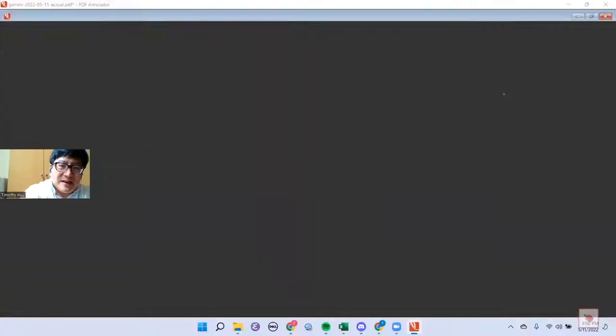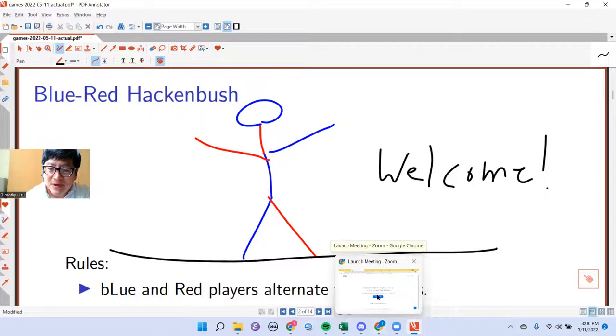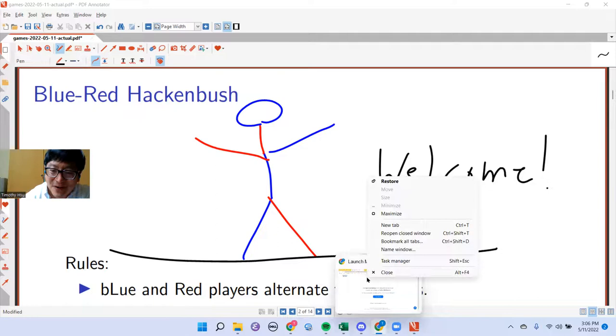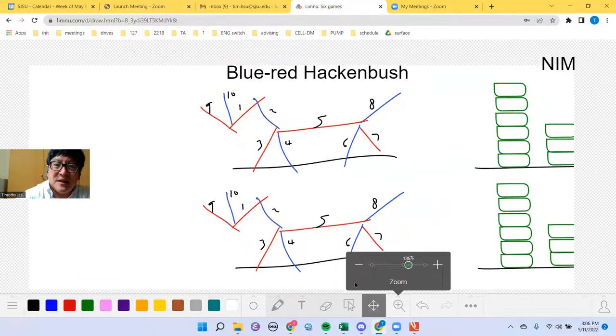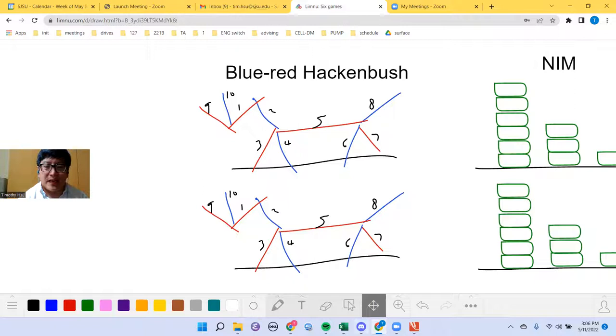Now let's see if I can find the window. Here we go. Six games. So I need just two volunteers. Here is a game of Red-Blue Hackenbush, and you'll see why I duplicated this game.